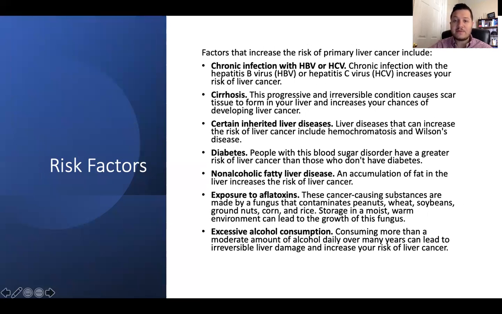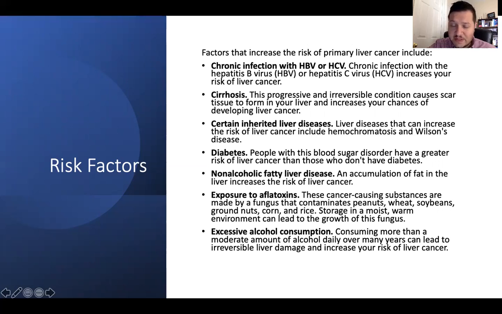So there's different types of risk factors that lead to the development of liver cancer or hepatocellular carcinoma. But I'm just going to list a couple of them. So, chronic infection with HBV or HCV virus, hepatitis C or hepatitis B, increases your risk of liver cancer. So, that's why it's important to get vaccinated, and we'll discuss those a little bit more later on.